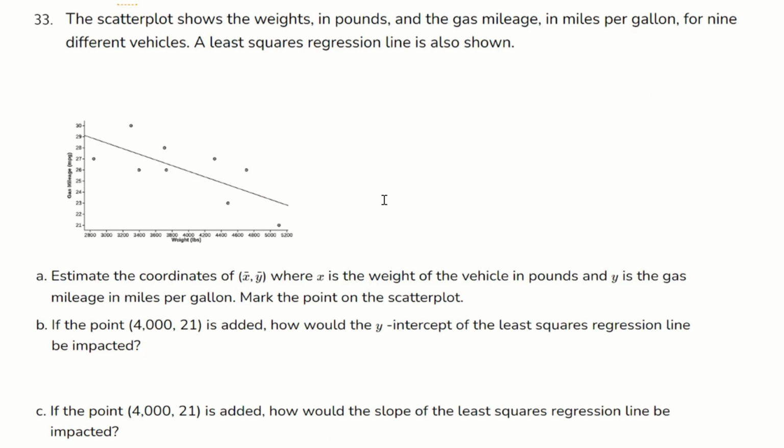All right, so number 33. The scatter plot below shows the weights in pounds and the gas mileage in miles per gallon for 9 different vehicles. A least squares regression line is also shown.